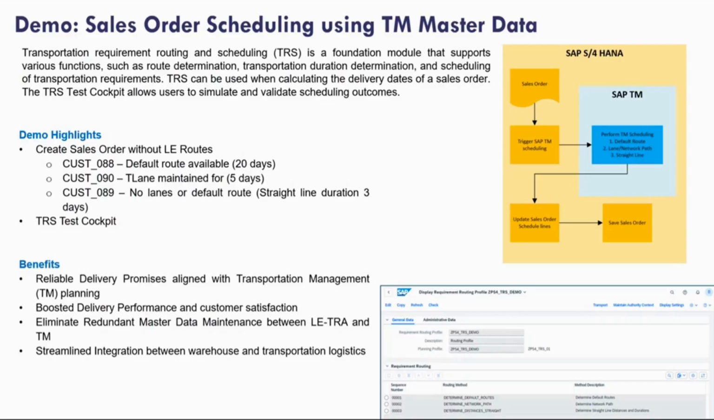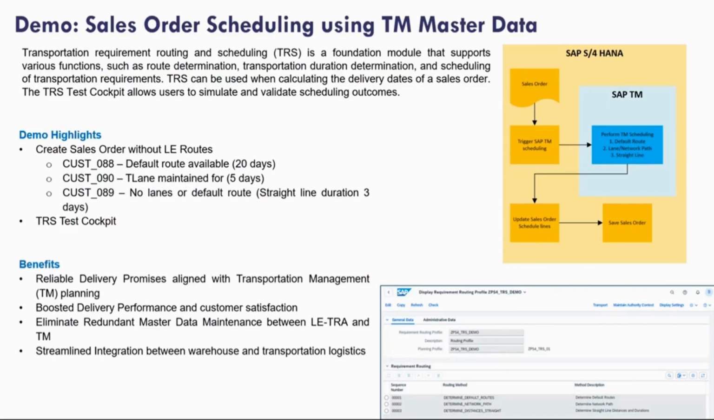For this, SAP uses something called Transportation Requirement Routing and Scheduling. It's the foundation module that supports various functions in TM, like route determination and scheduling opportunities. So this TRS can be used when calculating delivery dates of sales orders. And we can also have a TRS test cockpit where users can simulate and validate the outcomes.